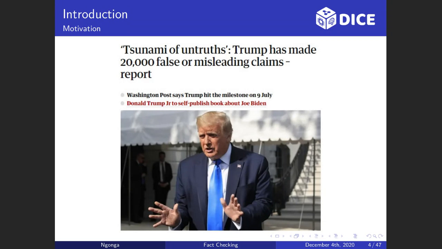Journalists use algorithms of the same family on text to be able to produce pictures like this one and to be able to say things like, okay, 20,000 facts were incorrect. That's fundamentally what we're interested in doing. We're interested in doing that on knowledge graphs.